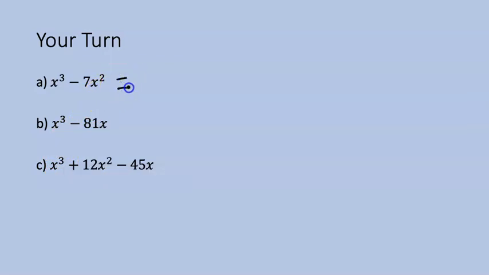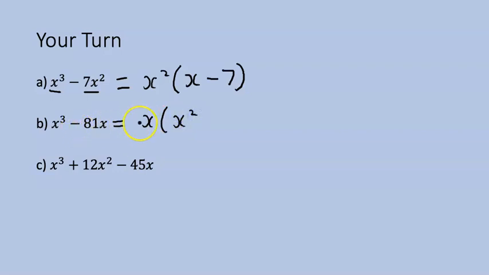So with the first one here, I've got common factors of x. So x cubed and x squared, I've got a highest common factor of x squared. Open the bracket. X squared goes into x cubed. X cubed divided by x squared gives me x. And then minus 7x squared divided by x squared is minus 7. Close the bracket. Done. With the second one, the highest common factor here is x. Open the bracket. X cubed divided by x is x squared. Minus 81x divided by x is minus 81.